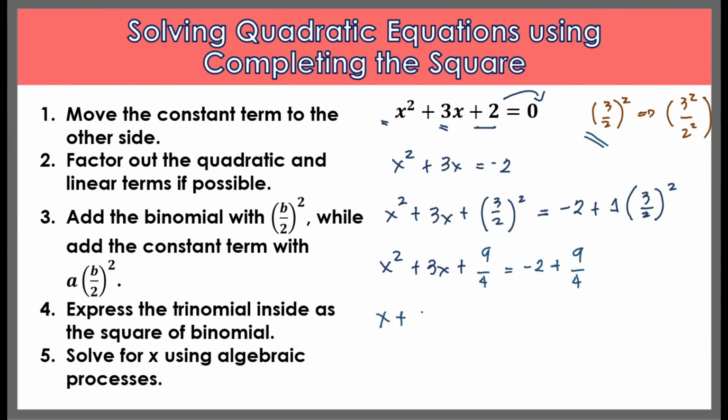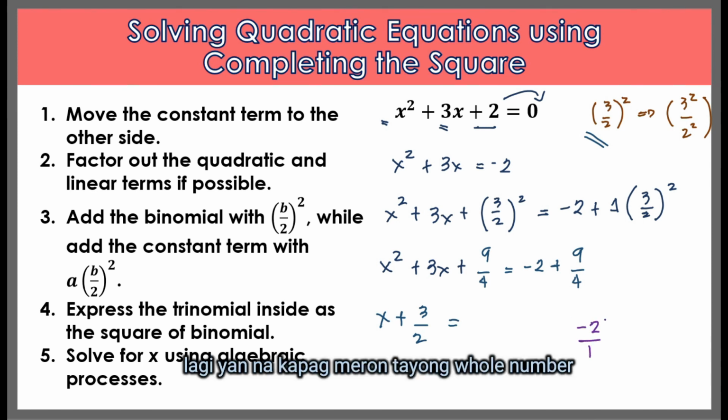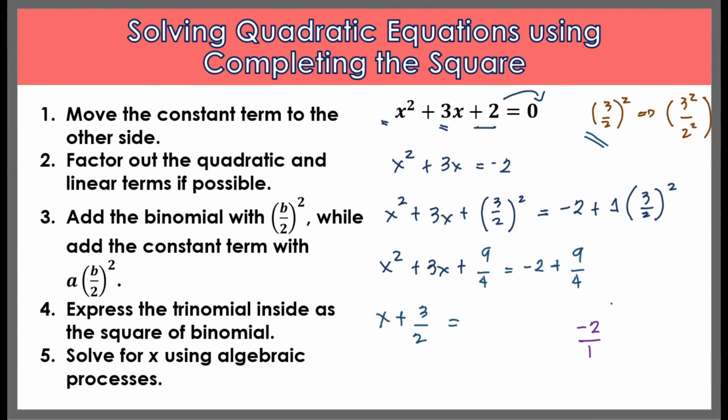Okay, so magiging 3 halves. Which is now equal to, ito, isolve nyo itong si negative 2 plus 9 over 4. Now, diba negative 2, gawin yung fraction si negative 2. Lagyan nyo lang ng 1 sa denominator. Lagi yan na kapag meron tayong whole number, ang denominator niya lagi ay 1 if i-express natin siya sa fraction. So, negative 2 over 1 plus 9 over 4.